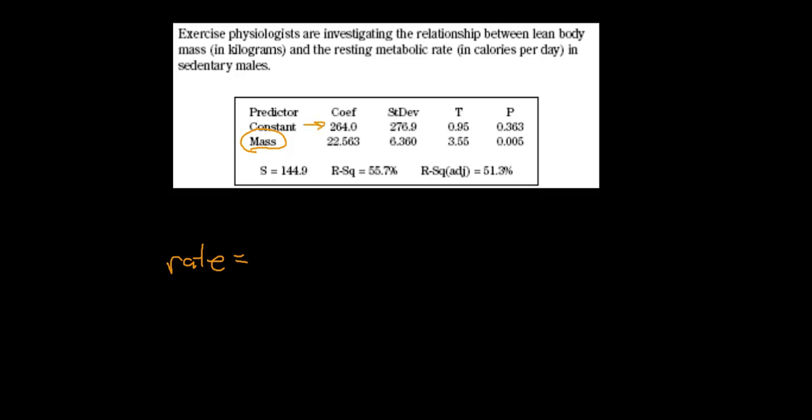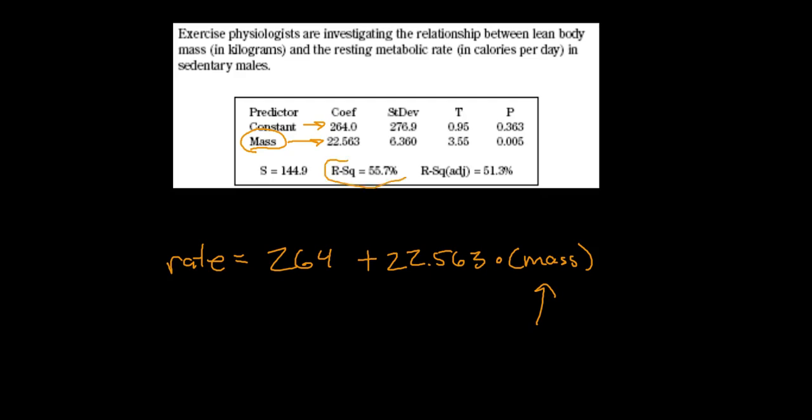Right next to the word constant is always your y-intercept, 264, plus right next to the word mass, which is your X variable, is going to be your slope, 22.563 times X, which is, again, mass. So if you give me your lean body mass, I will plug it in for the mass here, I'll multiply and I'll add, and I will predict your metabolic rate, how many calories per day you metabolize, okay? So that's how this works, right?